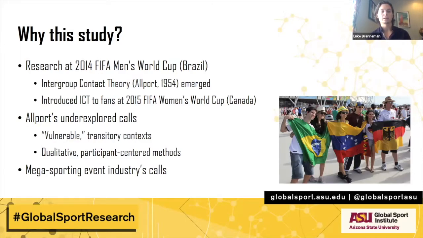And so Allport also made some calls that have not really been explored in the last 60 to 70 years. One is to really apply this theory into vulnerable contexts, and that means vulnerable for positive effects, vulnerable for positive change. So ideal positive contexts, not just problematic ones where this theory has really been applied more, like Northern Ireland religious conflict, or Palestine and Israel, or troublesome race relations and things like that.